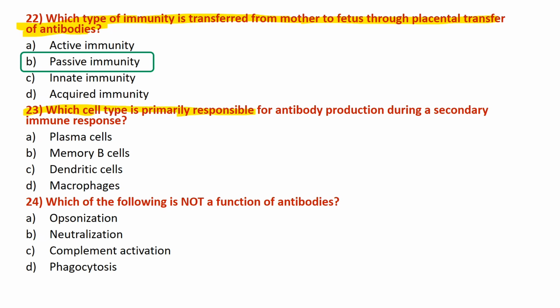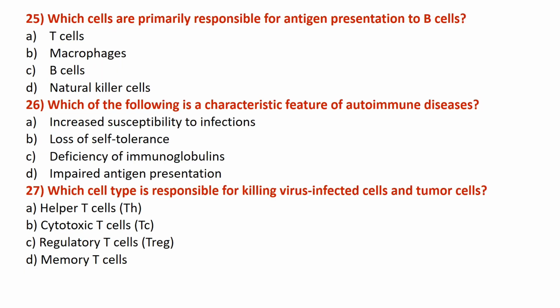Which cell type is primarily responsible for antibody production during a secondary immune response? And the right answer is plasma cells are responsible for production of antibodies during a secondary immune response. Which of the following is not the function of antibodies? And the right answer is phagocytosis is not the function of antibodies, and the rest of all option opsonization, neutralization, complement activation are the functions of antibodies.